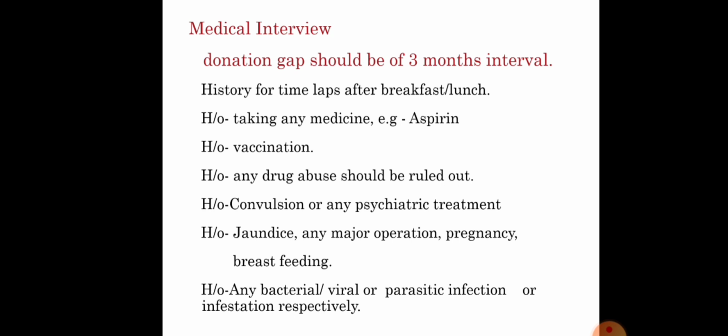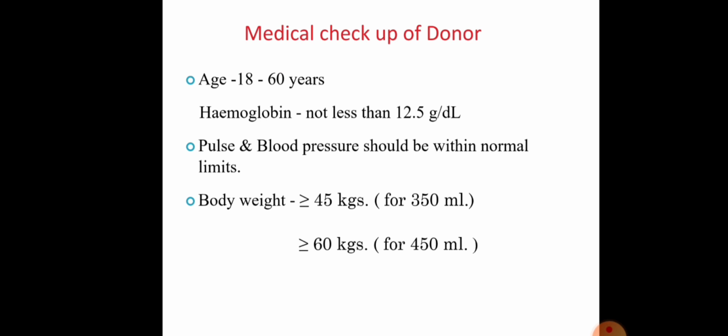Pregnancy and breastfeeding are relative contraindications; a lactating mother cannot donate. For any bacterial, viral infection or parasitic infestation, defer around 7 days or until the recovery period. You should defer the donor, telling them they cannot donate blood because of this illness or problem. Permanent deferral we will tell you later. In the medical checkup, donors aged 18 to 60 years are taken, but the hemoglobin should not be less than 12.5. If it is less than 12.5, we cannot take.